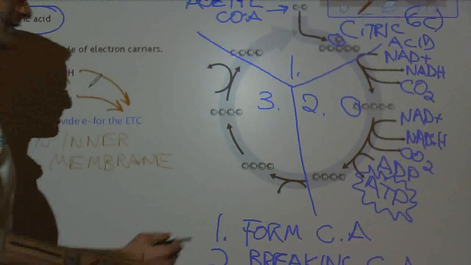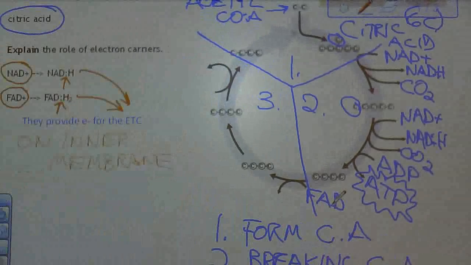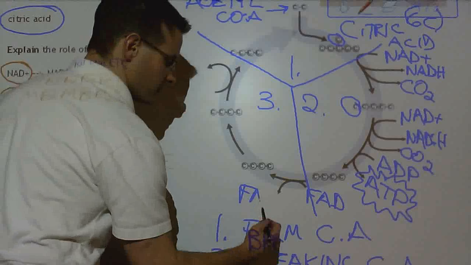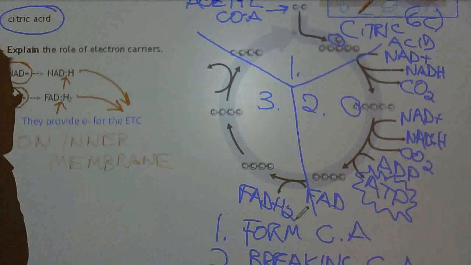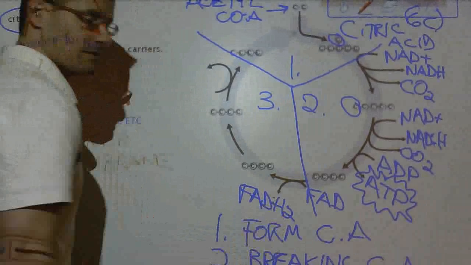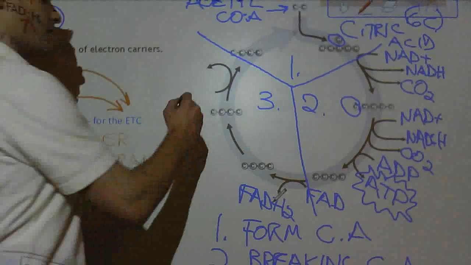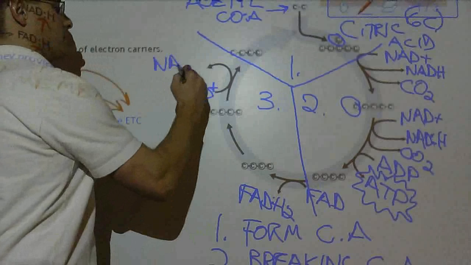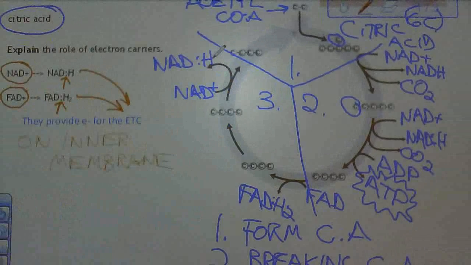And a couple things that are happening here. FAD plus is coming in to make FADH2, again, just electron carriers. So we're trying to put a couple dots there. And also here, making more electron carriers, but in this case, NADH. And that is the Krebs cycle.